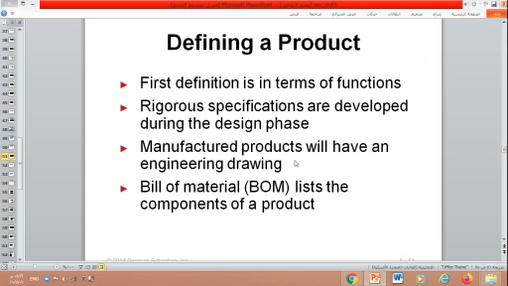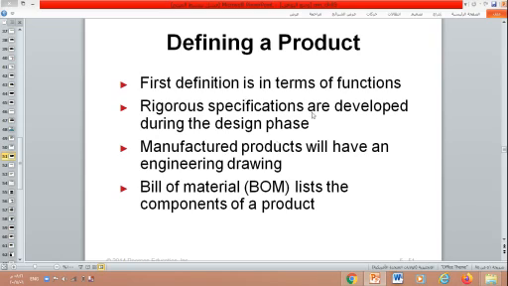Defining a product. Once a new product, or new goods or services, are selected for introduction, we want to define the product, whether goods or services. Of course, we define the product in terms of function, or what it is to do. So the first definition is in terms of functions. Also, the detailed specifications should be developed during the design phase.